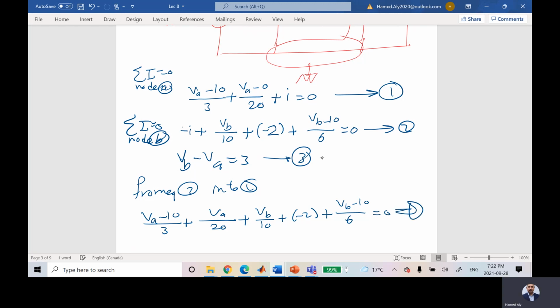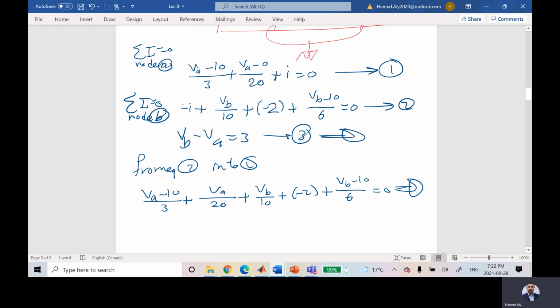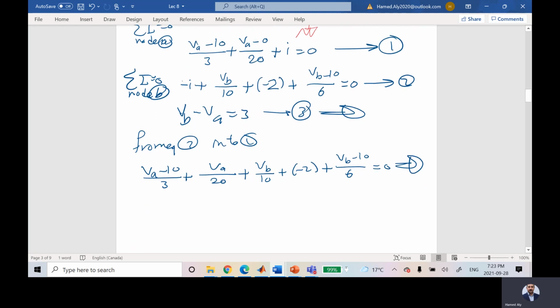By solving this equation, along with this equation, I can find VA and VB. I have at that time 2 equations in 2 unknowns only. I can solve these 2 equations together and find the solution. If you solve these 2 equations, you will find that VA will be equal to 10.41 volts. I think it's very easy to solve these 2 equations. Am I right?